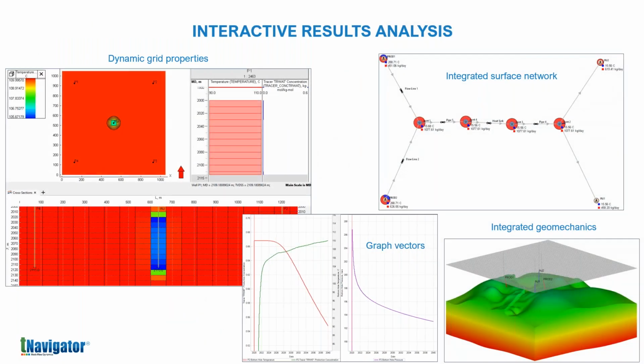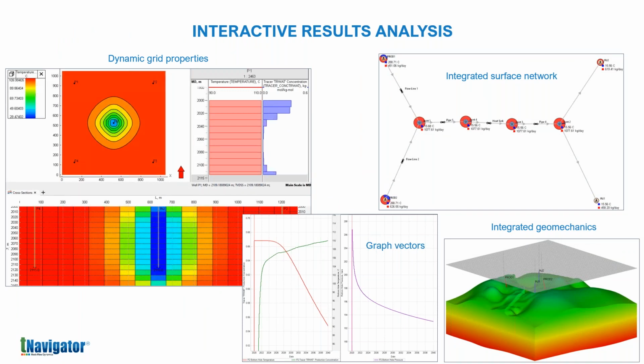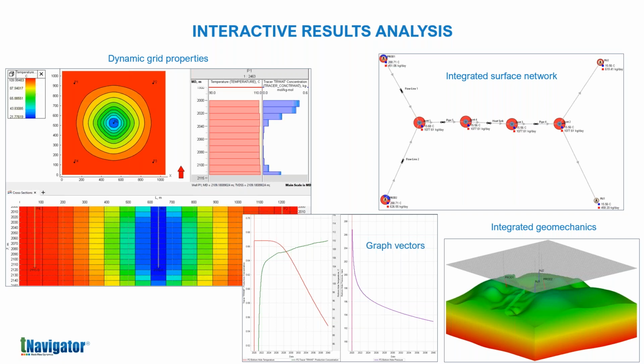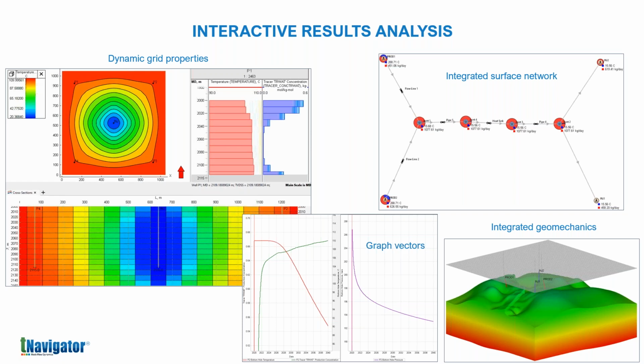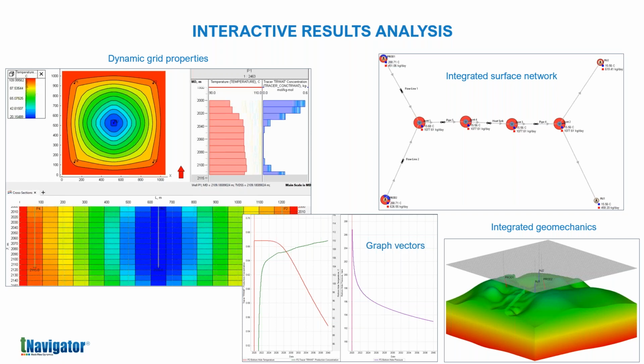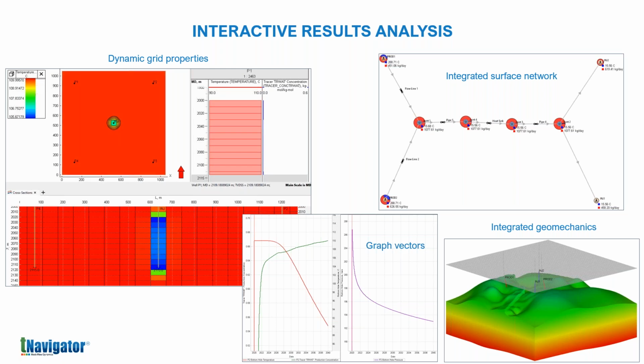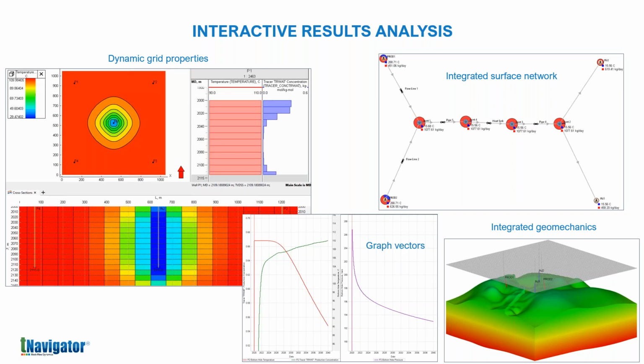Now, all of this we've talked about is completely pointless if we do not have interactive results analysis, and of course tNavigator does. It's one of the things we're very well known about. A few examples we've added on here: some dynamic grid properties, and you can see in 2D these are some just contours that we have, as well as a well section window. You can see this in cross section.